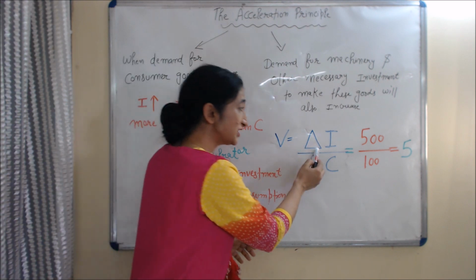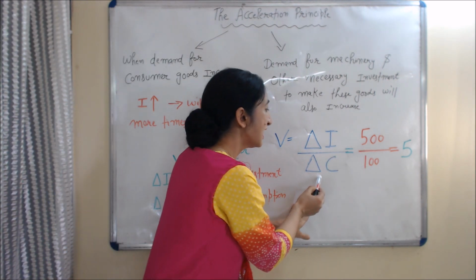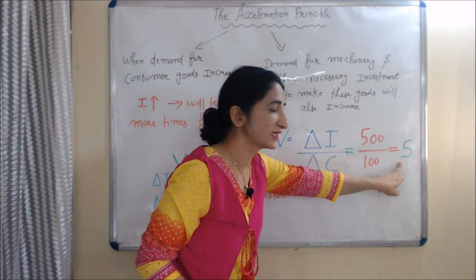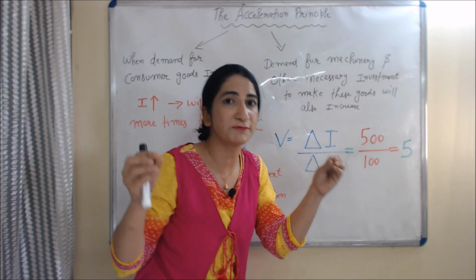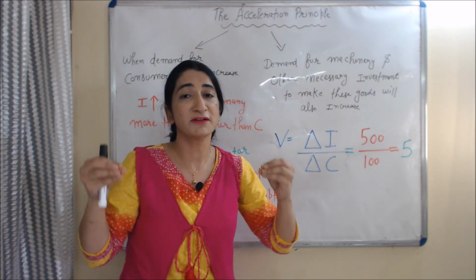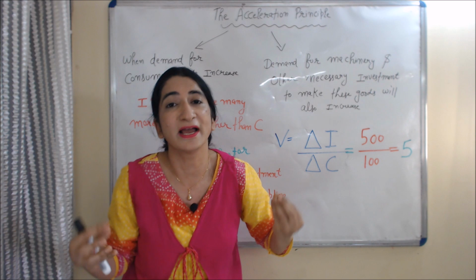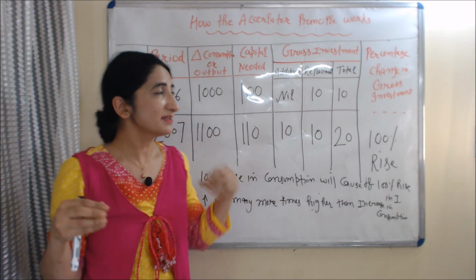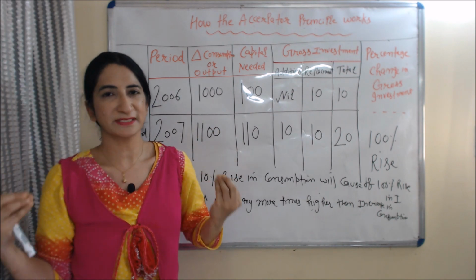Here change in investment is 500 and change in consumption is 100. 500 over 100 is equal to 5. This 5 is the value of accelerator. And here we can see change in investment is many more times higher than change in consumption. Now we see how the accelerator principle works.